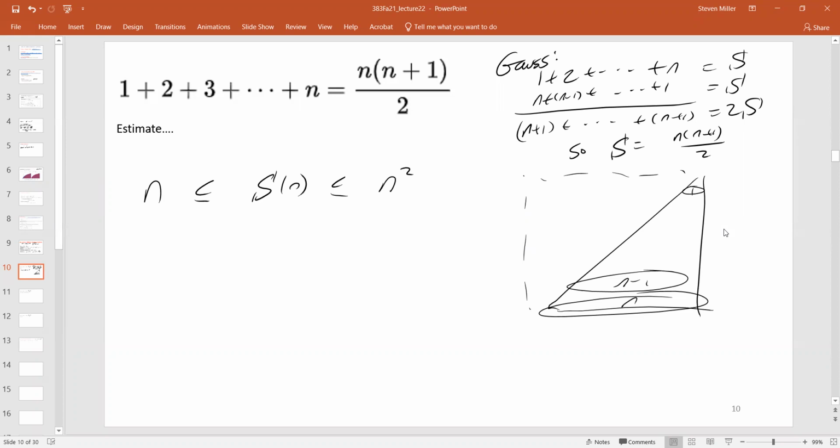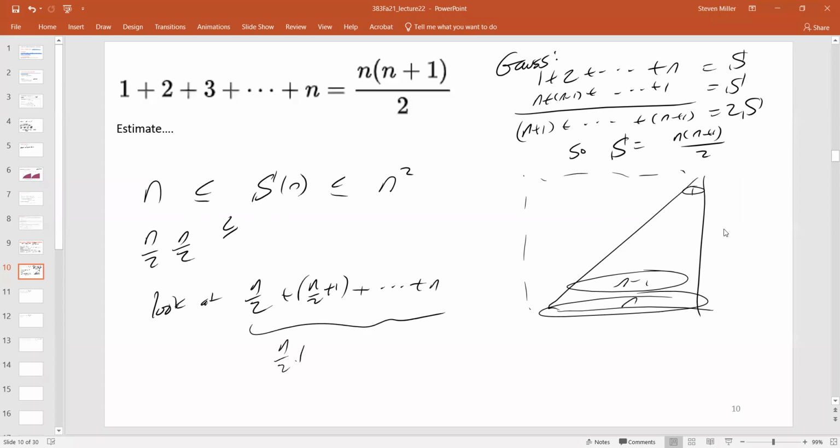There's an easier argument to get a lower bound that's of size n squared. n squared over 4. Half the elements about it. Right. So what we do is look at n over 2 plus n over 2 plus 1 plus up to n. All of this is n over 2 terms, each at least n over 2. So with very little work, we actually get that it's somewhere between n squared over 4 and n squared. And so now we at least have the right order of magnitude.